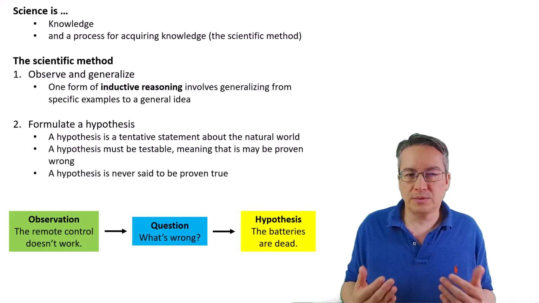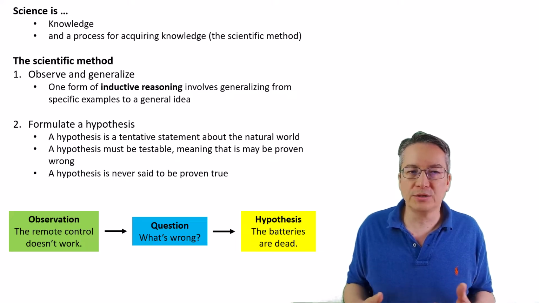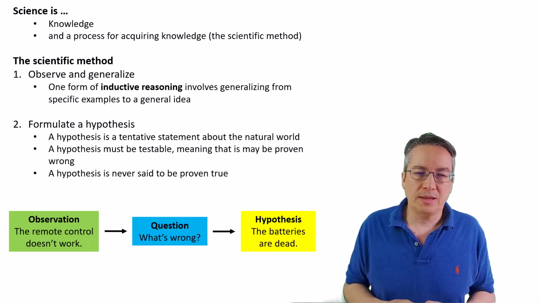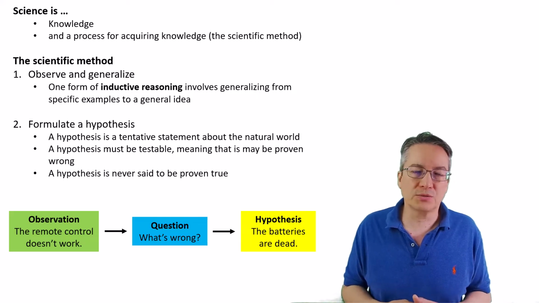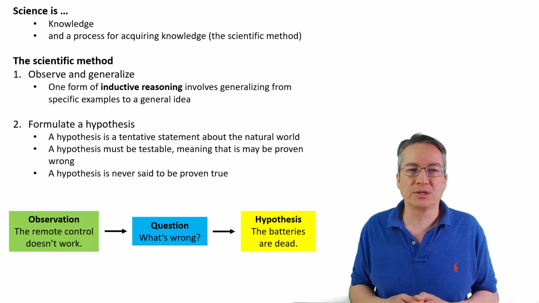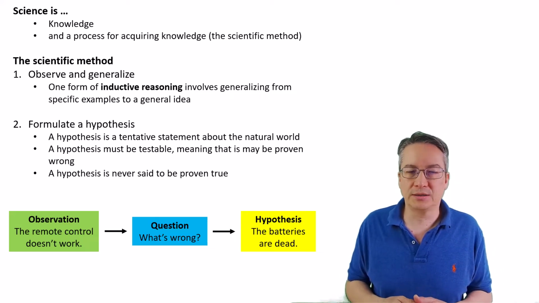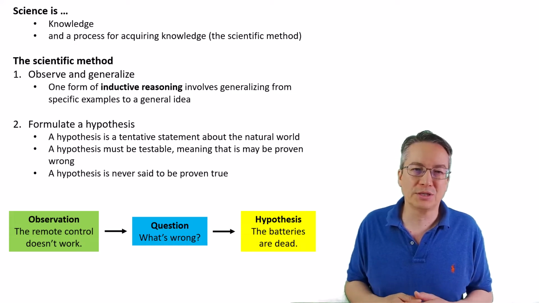So essentially you'll have this observation, okay, the remote doesn't work. That's the first step. And you're going to pose a question, what's wrong? Okay, so that's very natural, what's wrong? And then you're going to think about what you've experienced in the past, and you're going to use a form of reasoning called inductive reasoning. Now, that's a very fancy term, but it's something you've been doing your whole life.